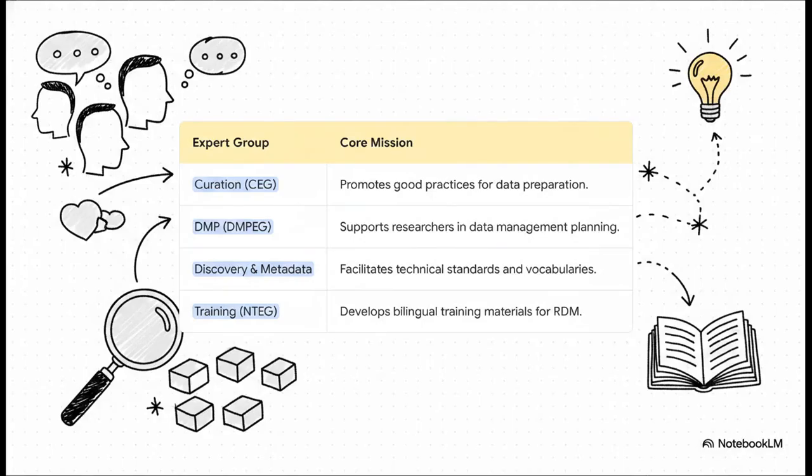But it's not just about the digital tools, and this is so important. There's a human layer too. The Digital Research Alliance of Canada coordinates a whole national network of experts. You've got specialists in data curation, DMPs, metadata, you name it. The bottom line here, you're absolutely not alone in this. If you have a question, there's an expert ready to help you find the answer.